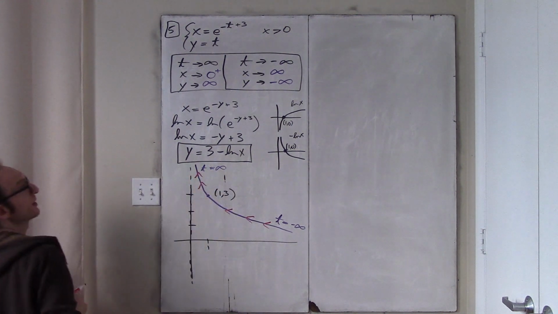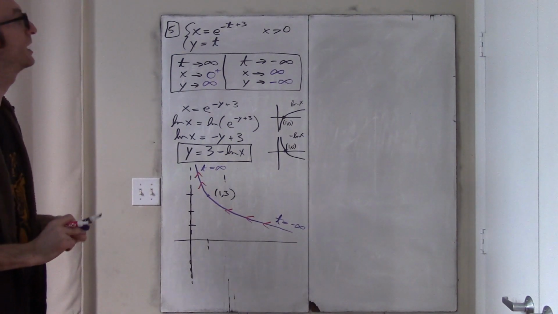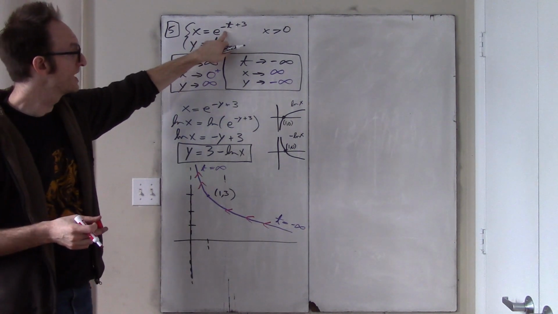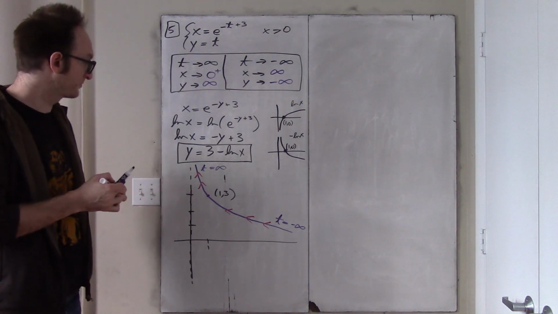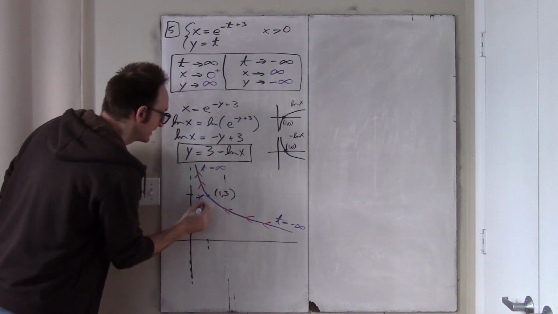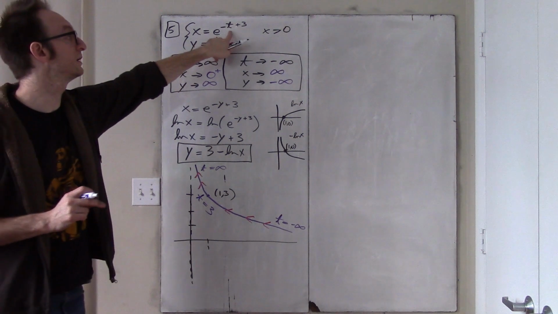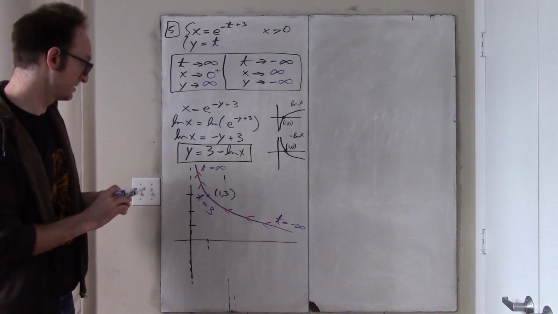And let's see, what's another good number to plug in here? I don't really like 0. I think 3 is a nice number to plug in, because if I plug in 3, I get e to the negative 3 plus 3. Well, that's e to the 0, so that's 1. So this point 1, comma 3, in fact, happens when t equals 3. And of course, you could get other points. Say if you plug in 2, then you'll get e to the 1, comma e.